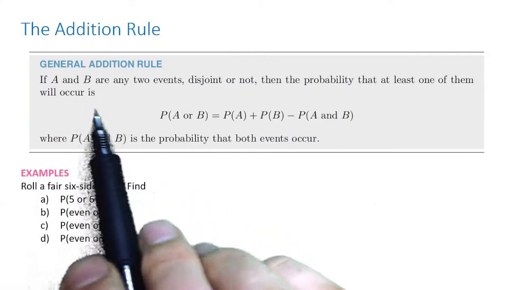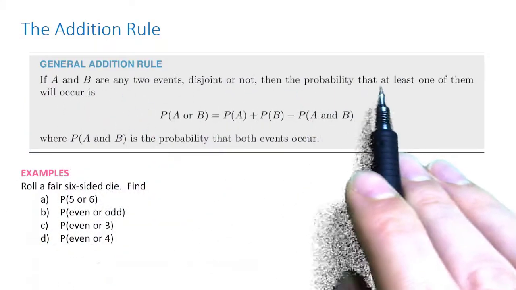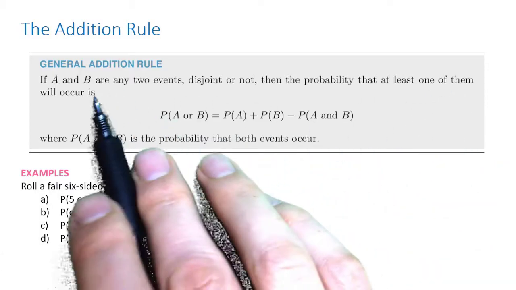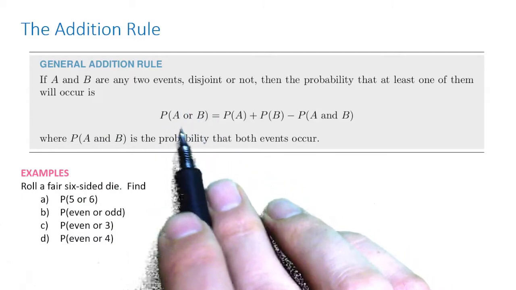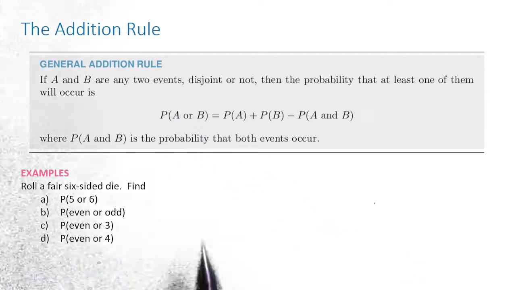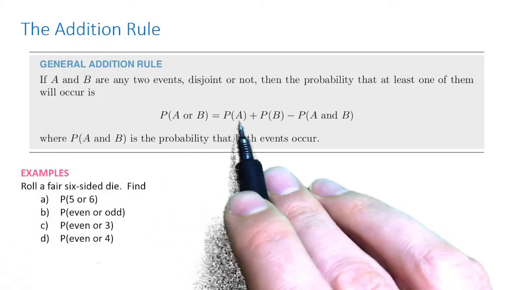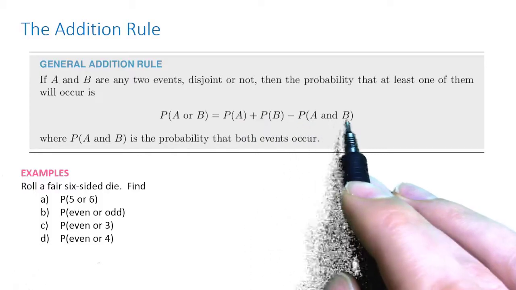The addition rule tells us, if we have two events, the probability of at least one of them occurring. In other words, if A and B are the events, it's the probability that A or B occurs. So it deals with the situation where we have an or. And it says that the probability of A or B is the probability of A plus the probability of B minus the probability of A and B.